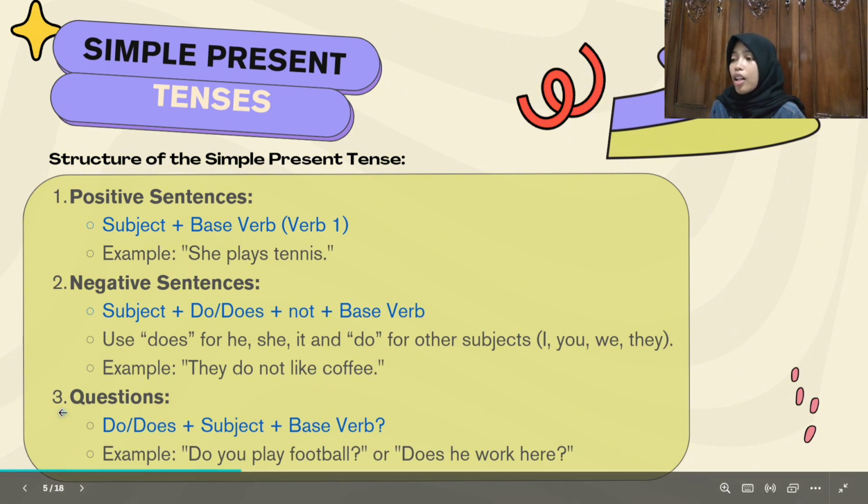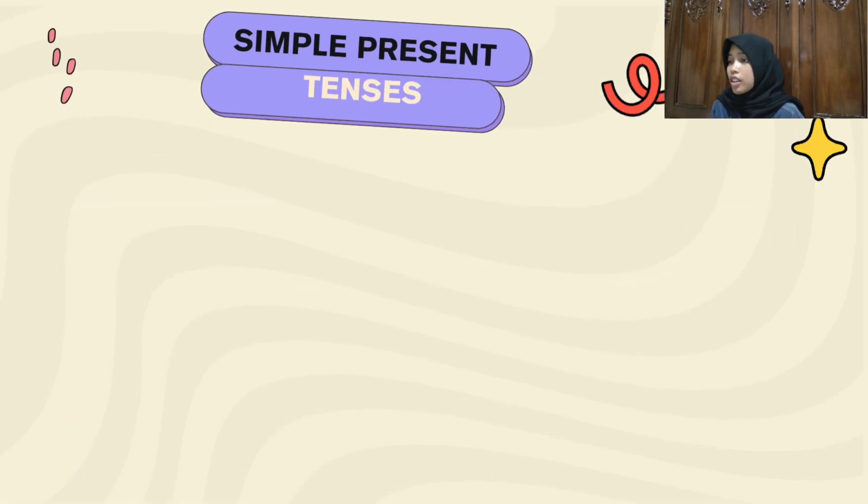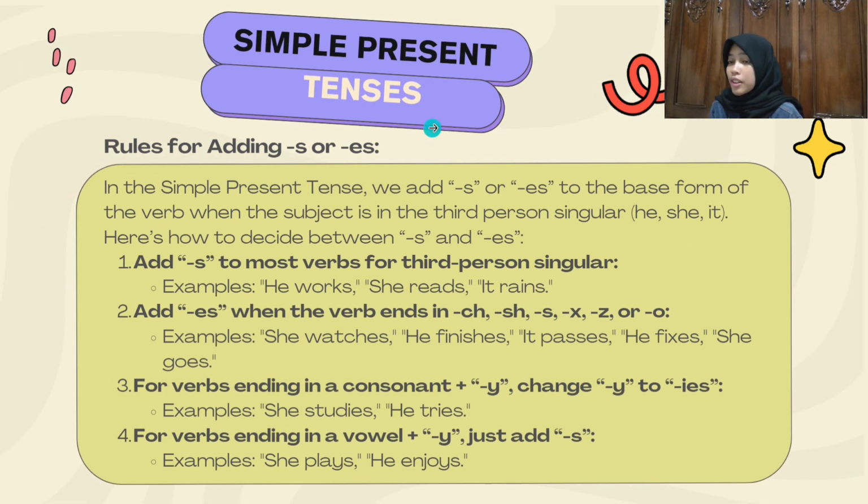Okay, and for question sentences, we have do or does plus subject plus base verb. An example, do you play football? Or does he work here? Subject is you, and the base verb is play. Okay, next material of simple present tense.